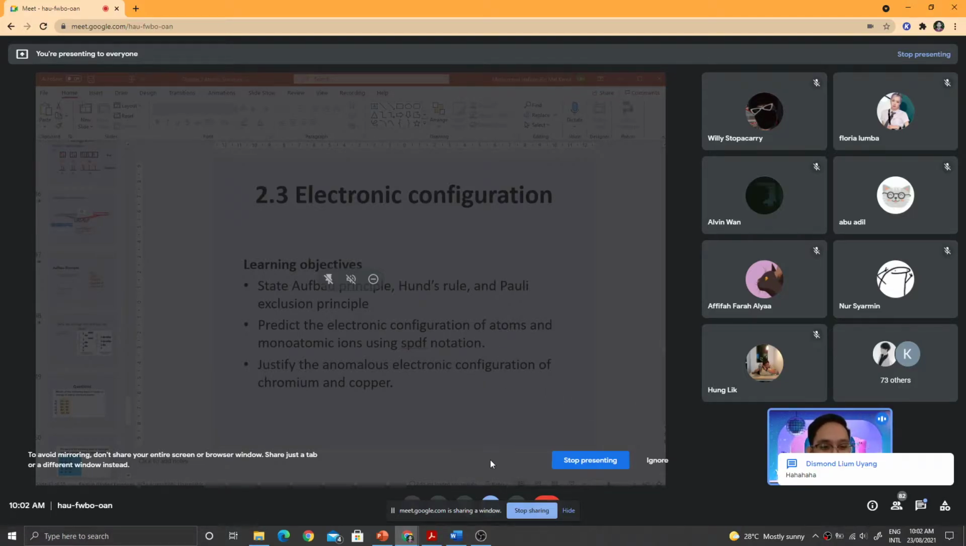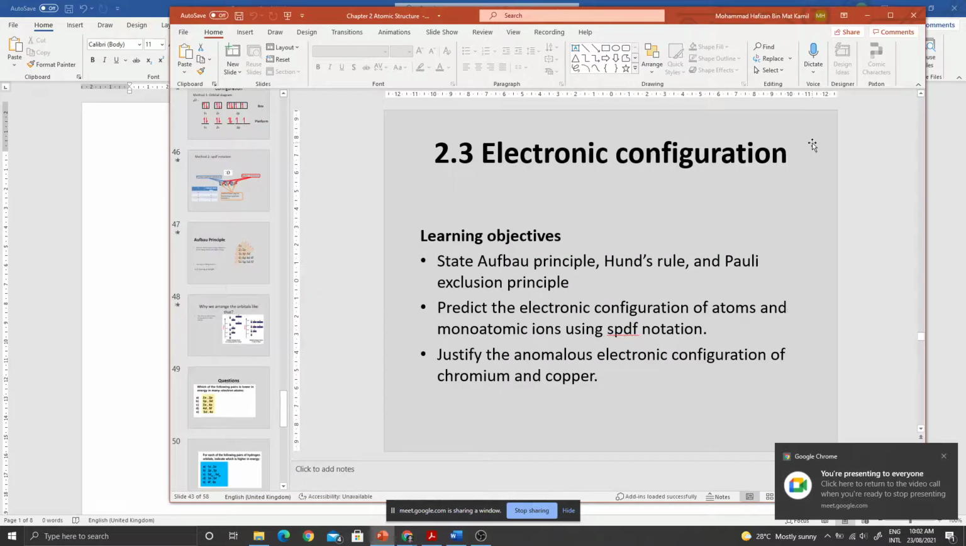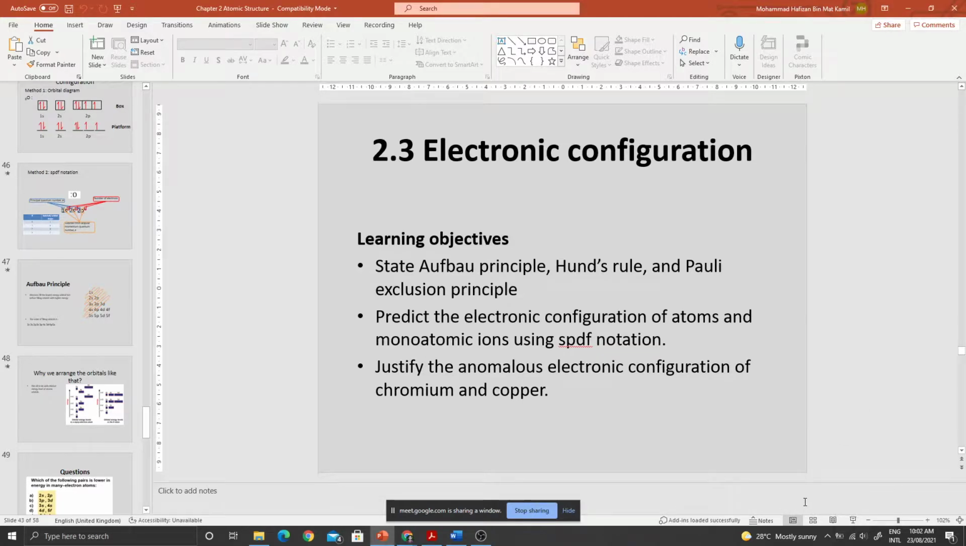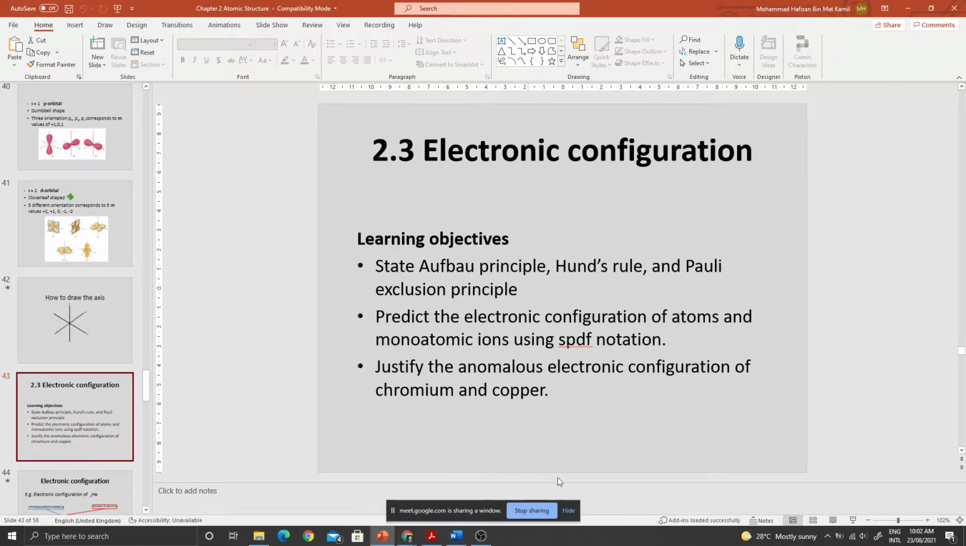Okay. So today kita belajar pasal electronic configuration. Okay. So, mana satu ni? Oh, sini. Okay. So, saya tak nampak korang, saya dah buka PowerPoint. Kalau nak tanya apa, terus cakap je. So, today kita belajar electronic configuration.